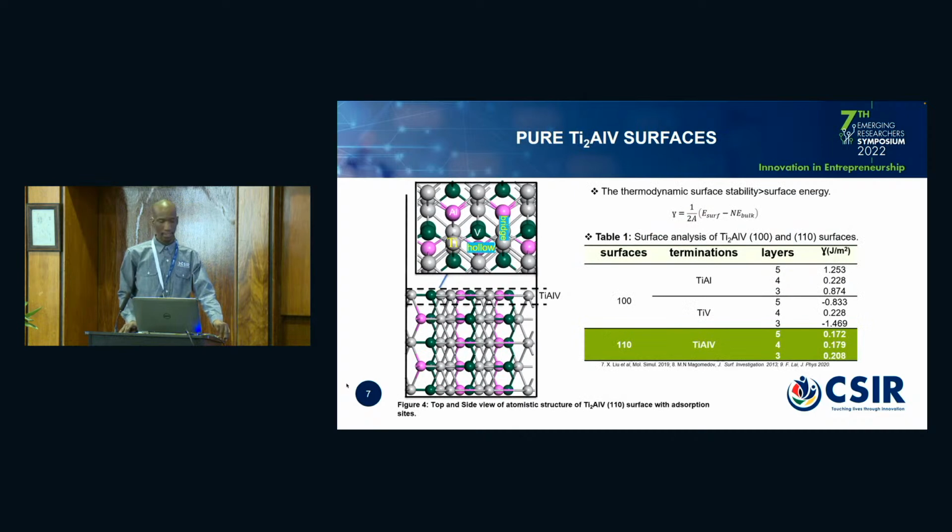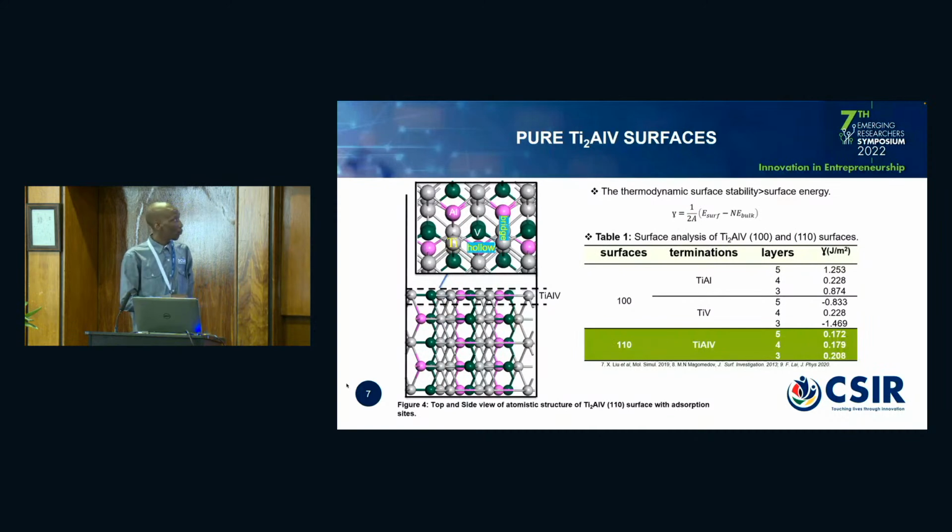Now, on the results, we first check the pure surfaces. They are pure because we didn't include any impurities. From the crystal structure that I've shown, that is titanium 2 aluminum vanadium, we create a slab, or a surface where you have a stack of layers sitting on each other. The termination represents where the top layer is exposed towards the environment. That is the termination in which your surface or slab will be.